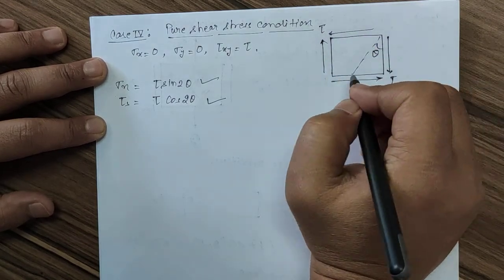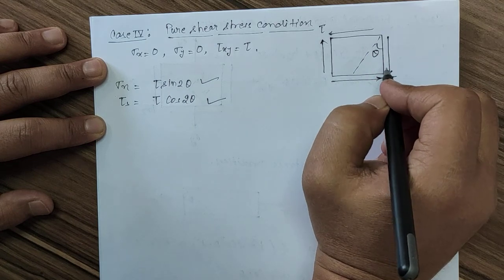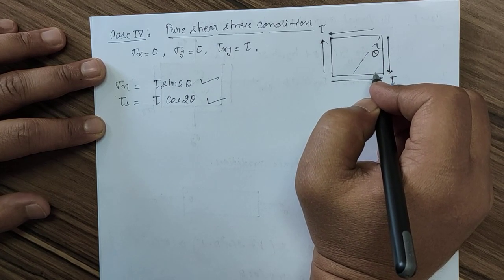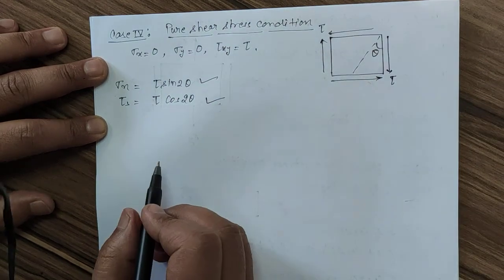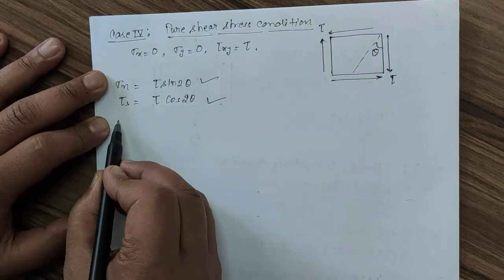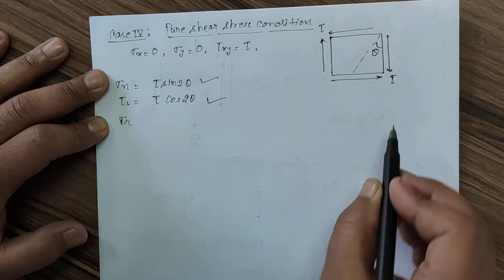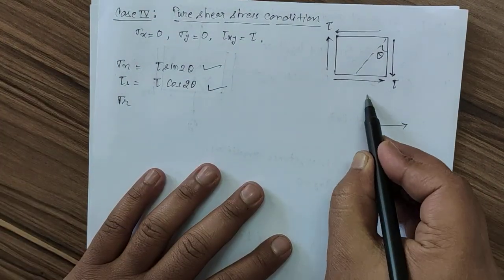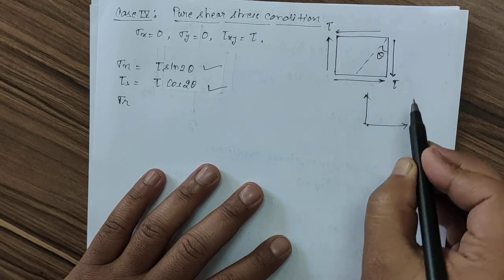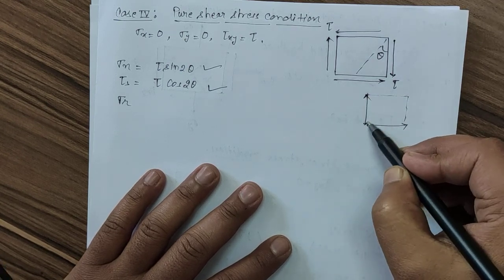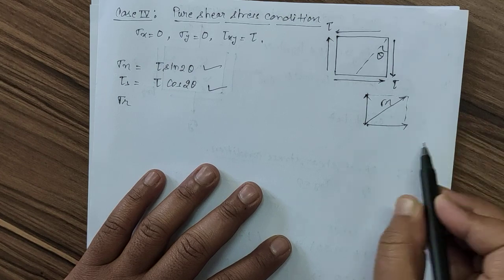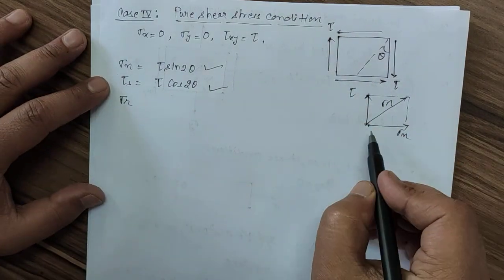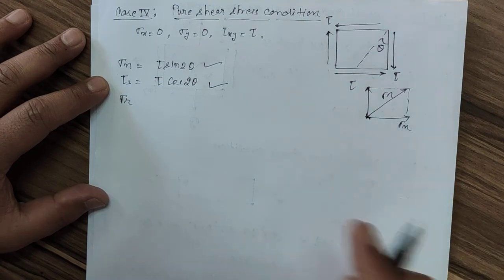The loading condition is pure shear stress. Pure shear stress condition means no normal stress is acting. Now from here we can also calculate the value of resultant stress. Resultant stress means the normal stress is acting normal, and shear stress is acting perpendicular. From here we calculate sigma r, this is sigma n, and this is tau, because both the stresses are perpendicular to each other.